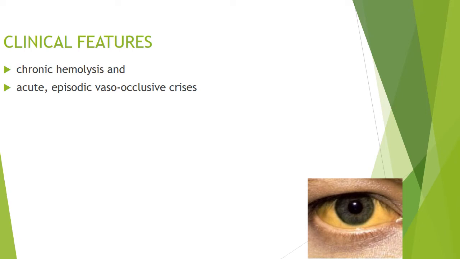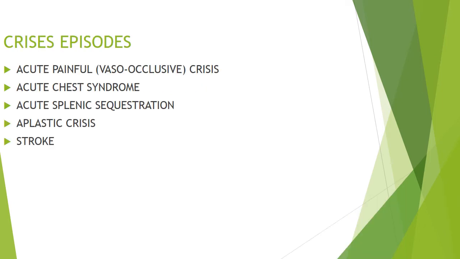The clinical features of sickle cell anemia. The newborns do not manifest as there is very high hemoglobin F. The two major clinical features of sickle cell anemia are chronic hemolysis and acute episodic vaso-occlusive crisis. Universally, anemia and jaundice are present. There are different crisis episodes of sickle cell anemia, which are acute painful crisis, also known as vaso-occlusive crisis, acute chest syndrome, acute splenic sequestration, aplastic crisis, and stroke. We will discuss each of them in the forthcoming slides.